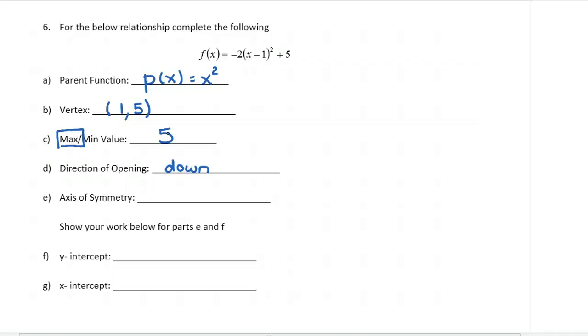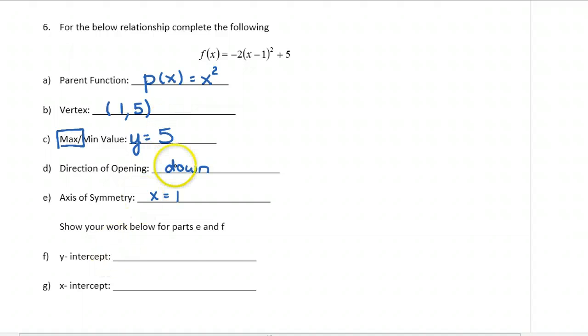And now we look at our axis of symmetry. Our axis of symmetry is always the x value of our vertex. So our axis of symmetry is at x equals 1, and this maximum should be y equals 5.